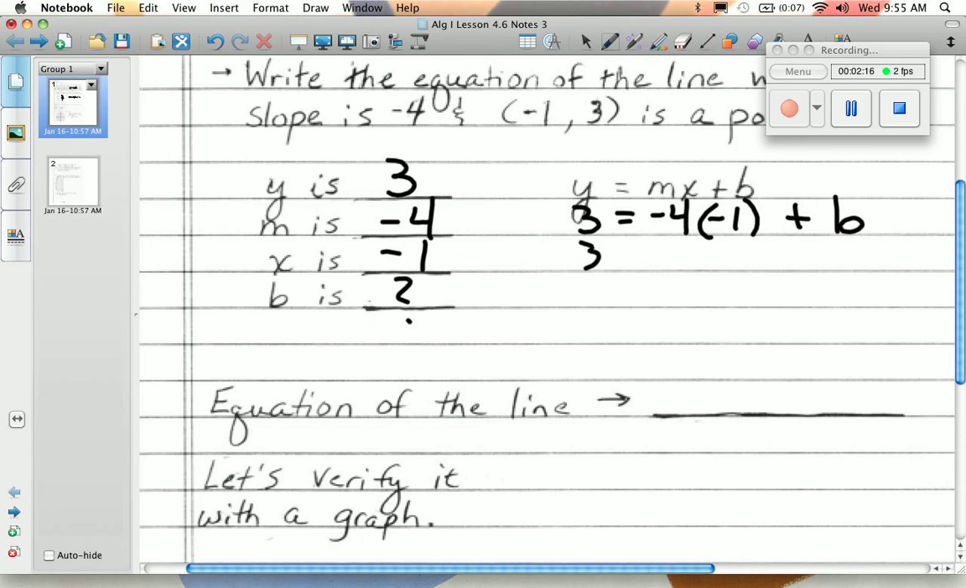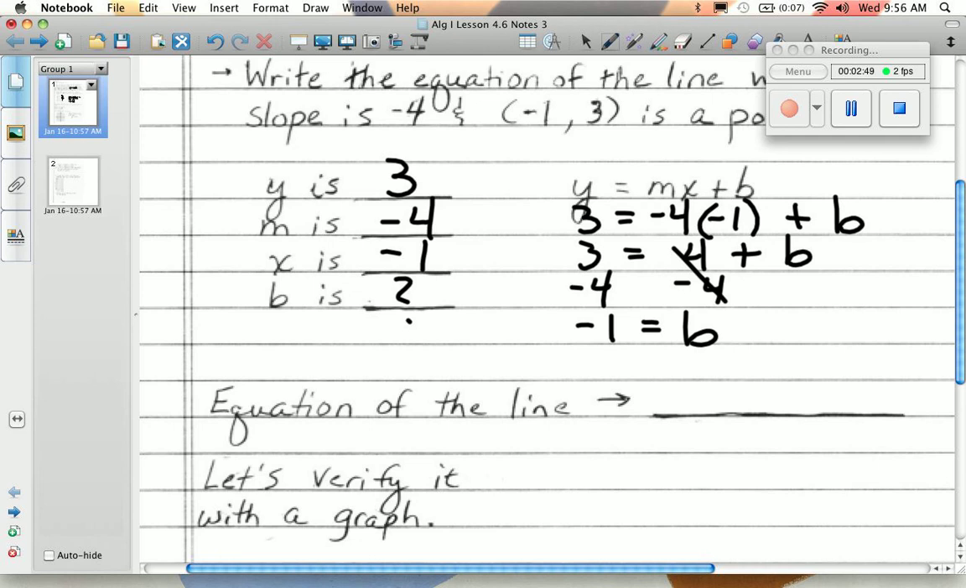3 equals -4 times -1, which is 4. What do we do to both sides now? Subtract 4. 3 take away 4 is? -1. And the b is now by itself. So we now know our, what is that? Y-intercept.